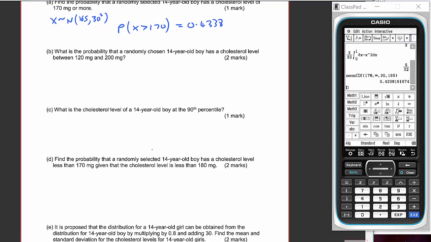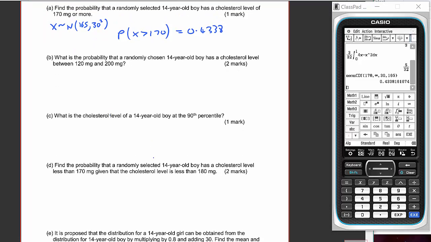What is the probability that a randomly chosen 14-year-old boy has a cholesterol level between 120 and 200? So that's going to be x between 120 and 200. And we could probably just come and edit this one. So change the 170 there to a 120 and change the infinity to a 200. And that should give us the answer, 0.8115.